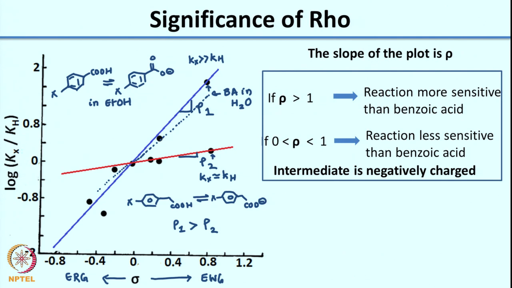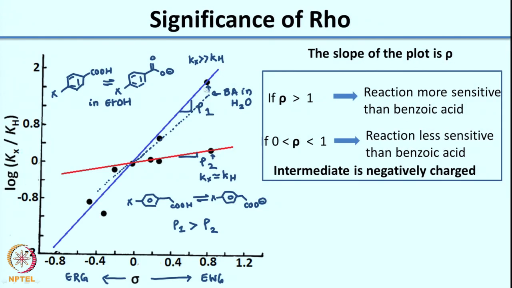So, to summarize, if you have a rho value which is greater than 1, it indicates the reaction is more sensitive than benzoic acid. As I told you, for benzoic acid, since your y-axis and x-axis are both benzoic acid, you will get a slope of 1. It's a direct correlation. Here I have shown you an example where it's just slightly greater than 1, so slightly greater than benzoic acid. If you have a slope which is slightly greater than 1 or much greater than 1, it will tell you the reaction is more sensitive than benzoic acid. And depending on how large the magnitude is, you can say how much more sensitive it is as compared to benzoic acid. The other thing is, if you have a slope between 0 and 1, you can say the reaction is less sensitive than benzoic acid.